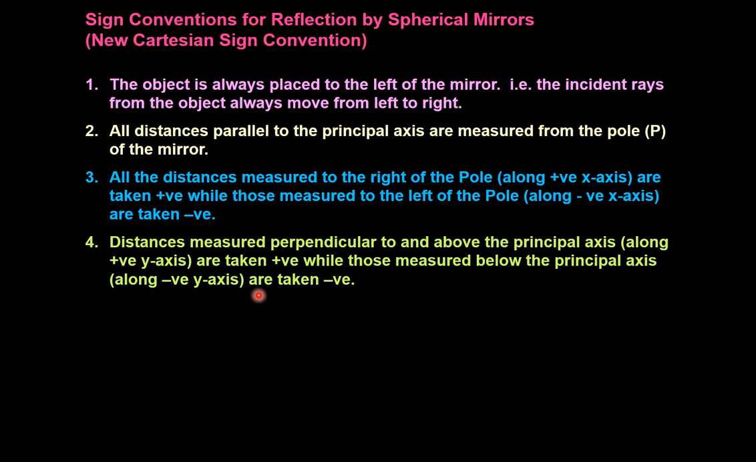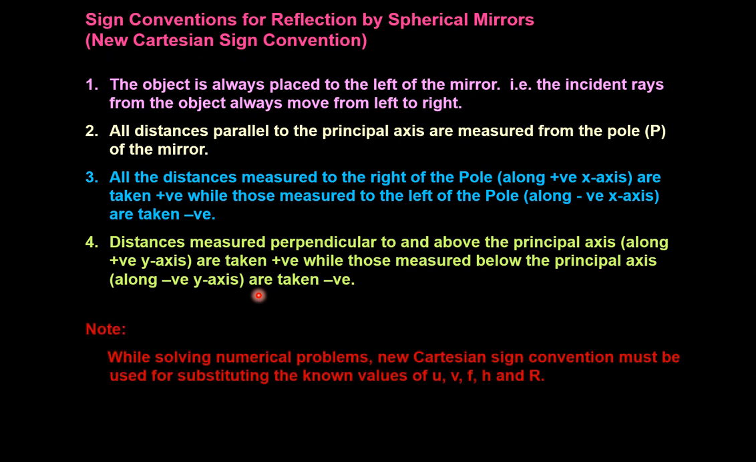Here I already told you, while solving numerical problems, the new Cartesian sign convention must be used for substituting the known values of u, v, f, h and r. In numerical problems we will be provided with certain information, that is, certain known or given parameters. Some parameters will be given in the question itself and some other parameters they are going to ask, correct?